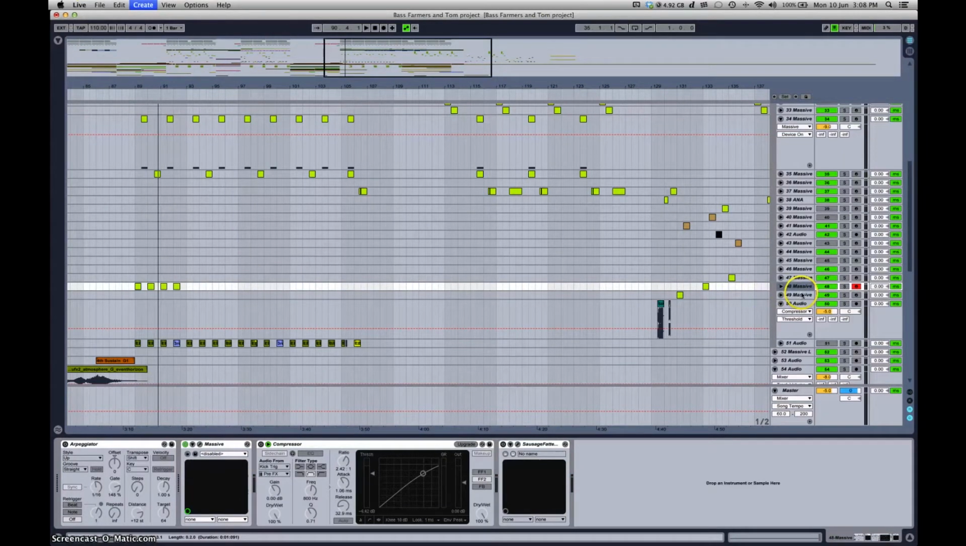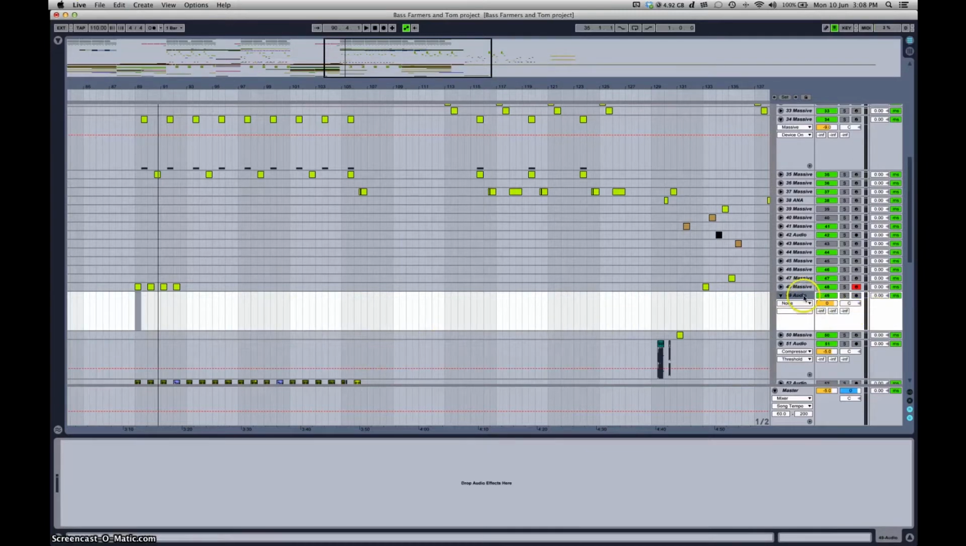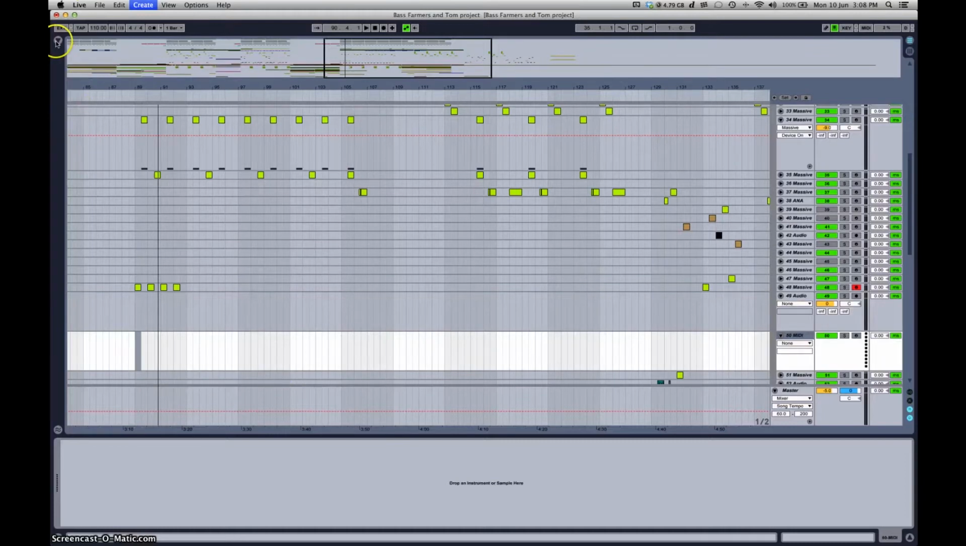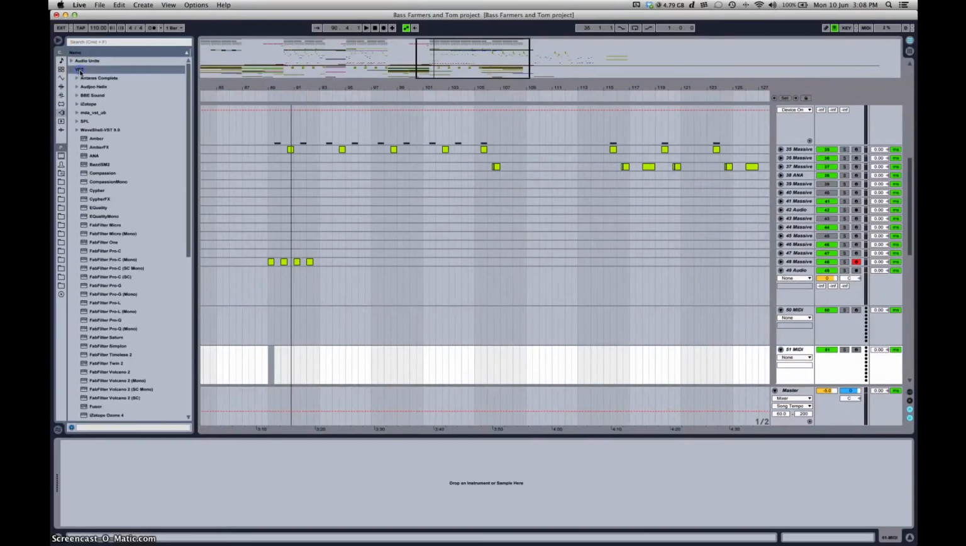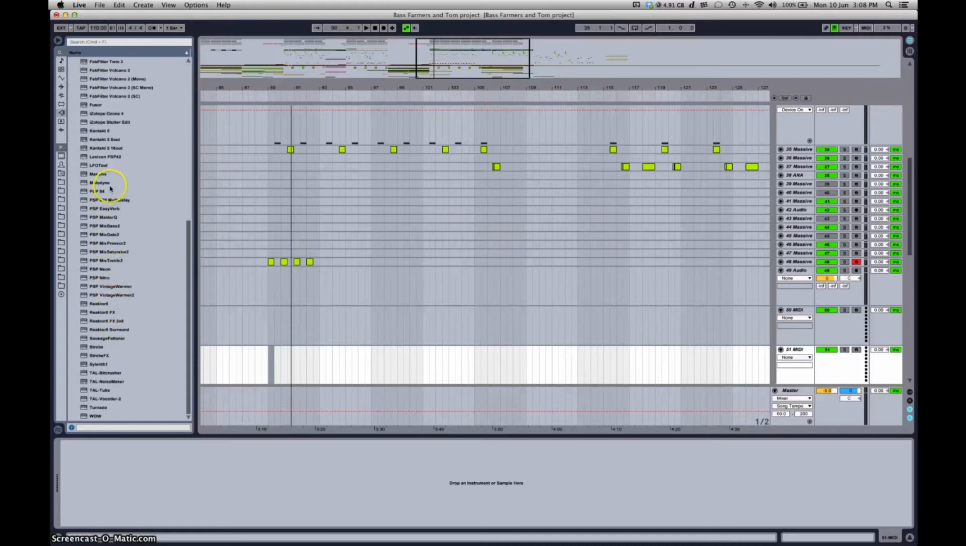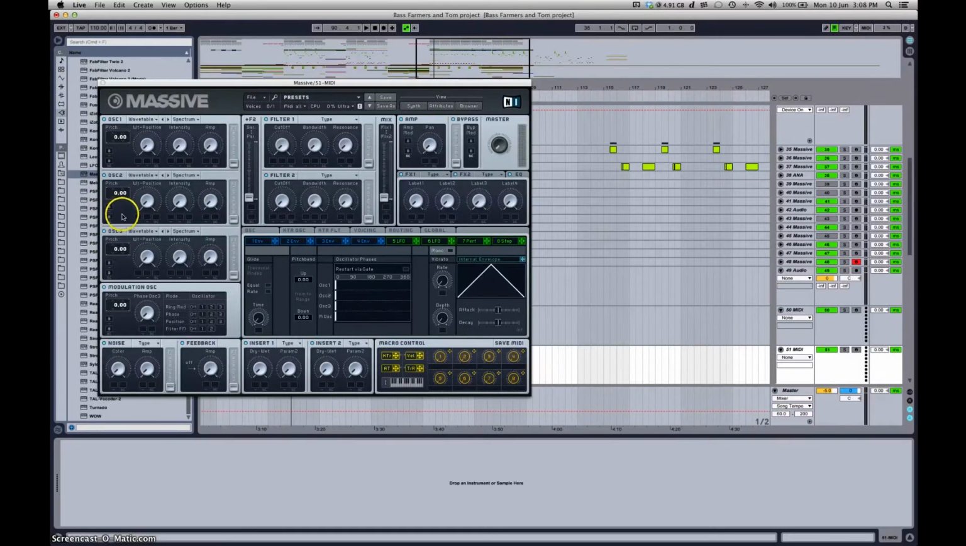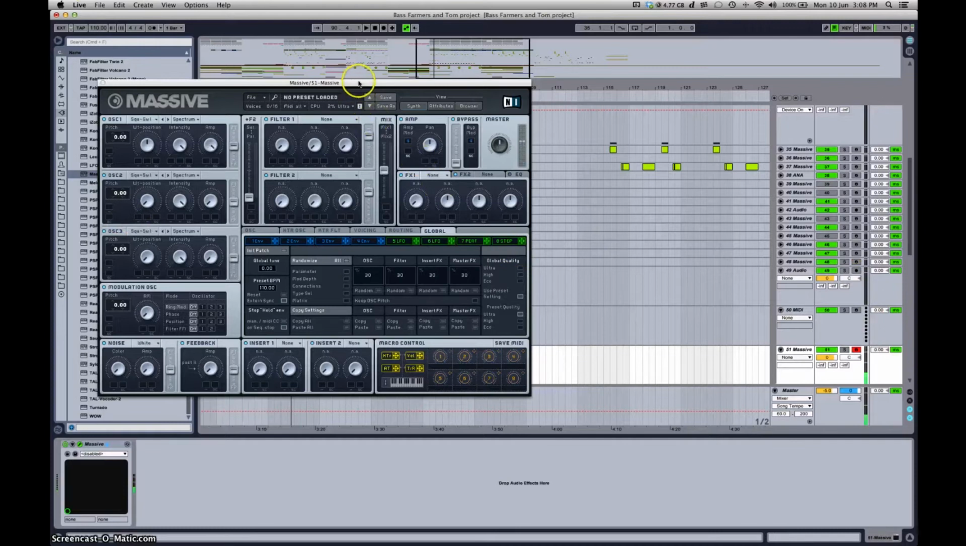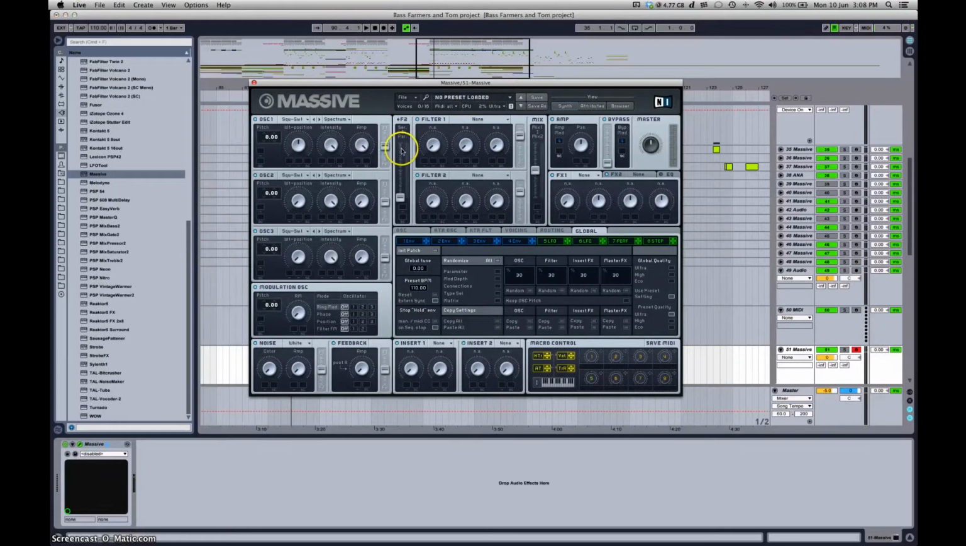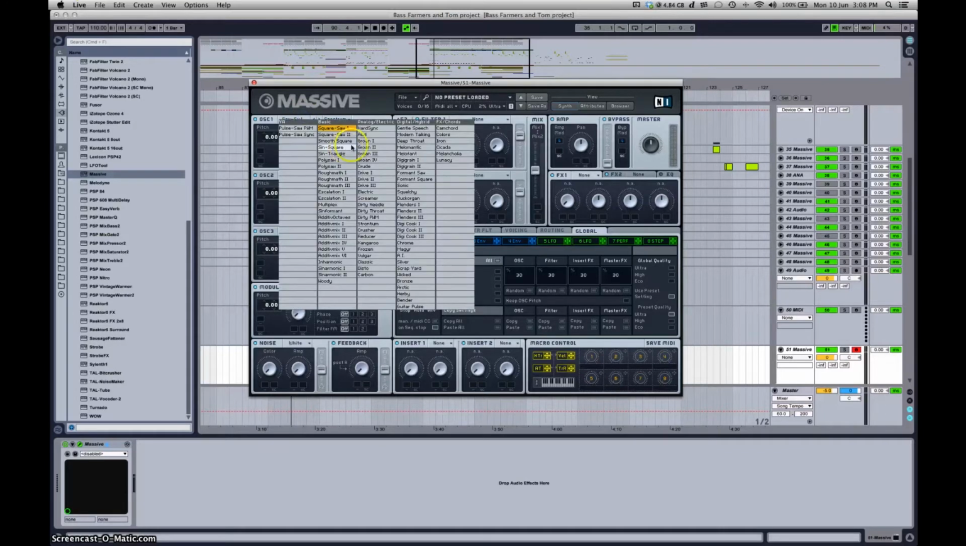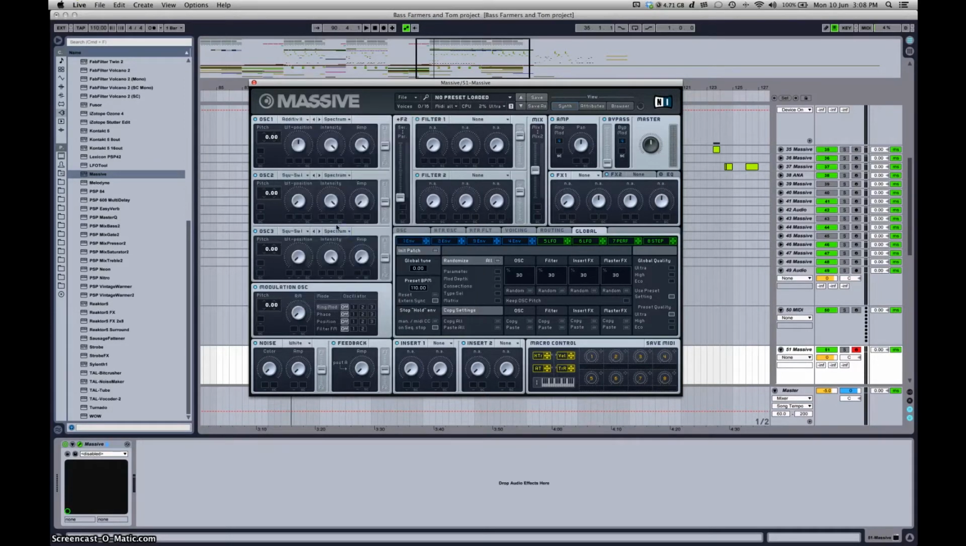So let's start this up right here. New MIDI track. Massive. Alright, there is the blank patch. Okay, first one, start with additive. Where's additive? Additive 1, additive 2, I believe. Yeah, it's going to be in the format section.